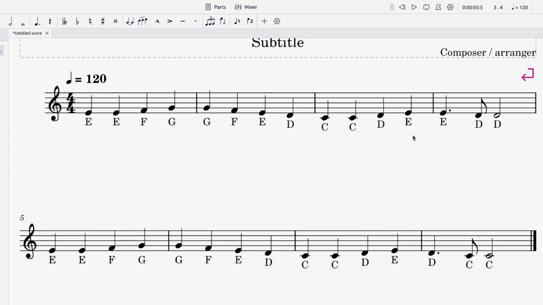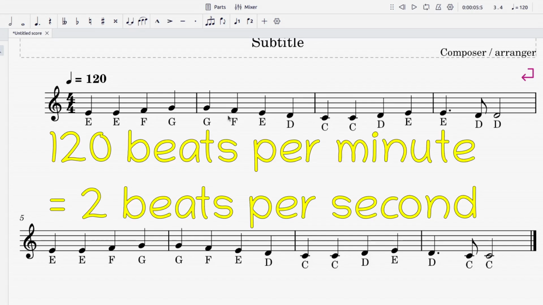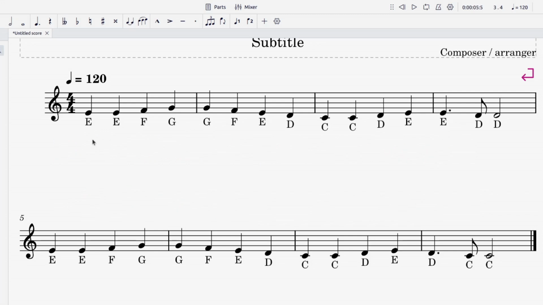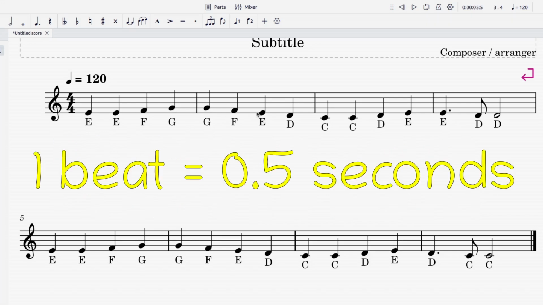I suppose we should probably talk about tempo and rhythm, shouldn't we? So looking at this thing up here, that means we got 120 of these things every minute. Well, 120 a minute, that's the same as 2 a second. Or in other words, each one of these lasts half a second.